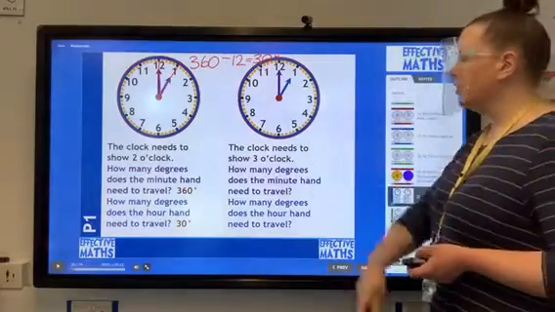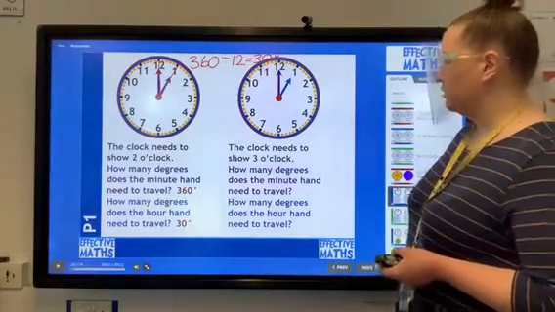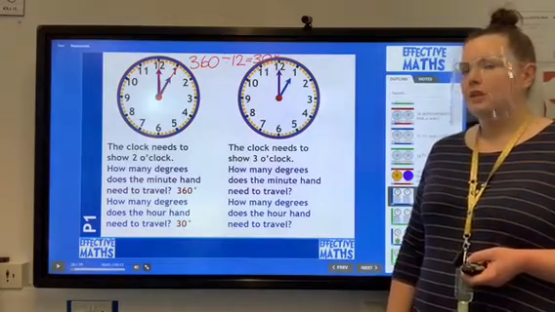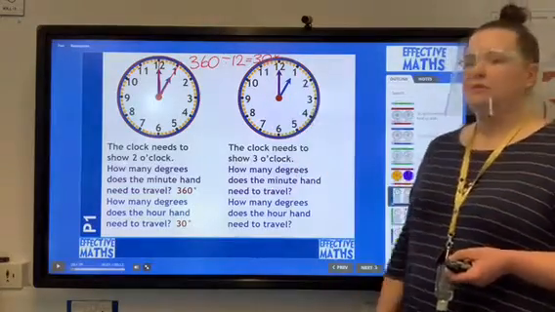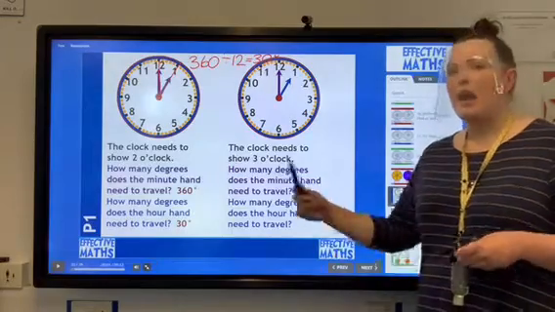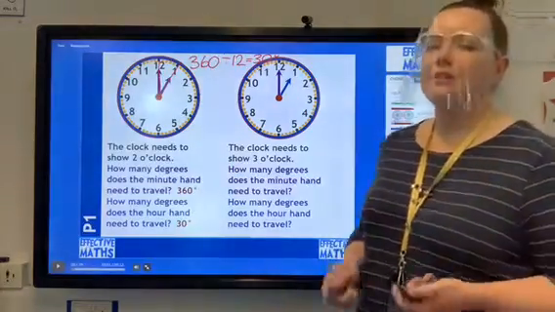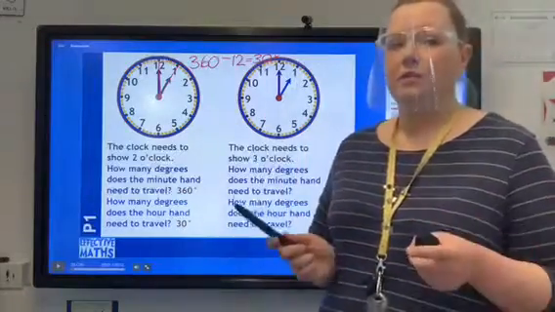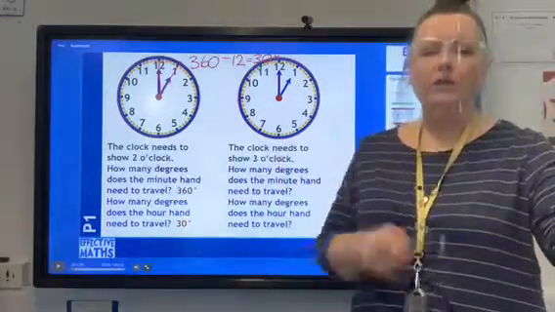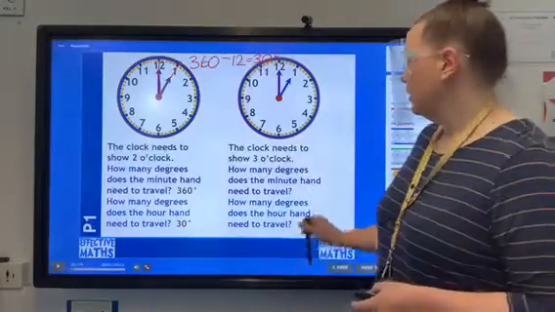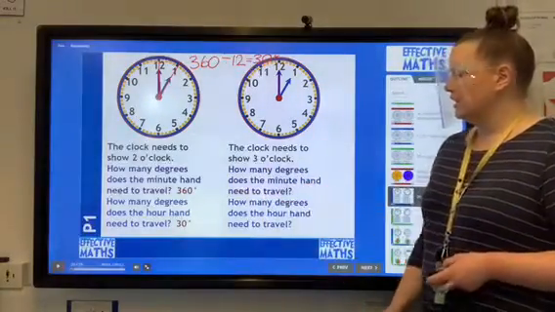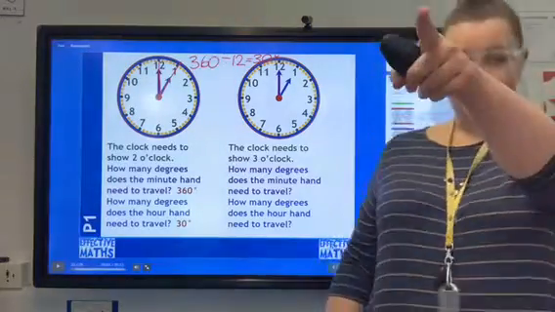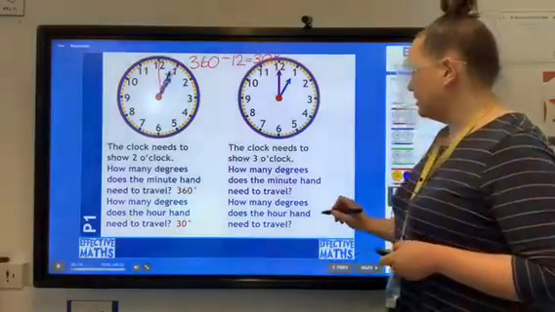So on this one, the clock needs to show 3 o'clock. How many degrees does the minute hand need to travel? What time does it currently show? 1 o'clock. So how many times round the clock does the minute hand need to go to move on 2 hours? Yeah, it goes all the way around the clock 2 times. So, how many degrees does the minute hand need to travel? It's going to be 2 times 360. 720 degrees.